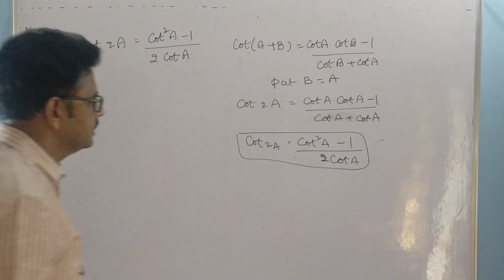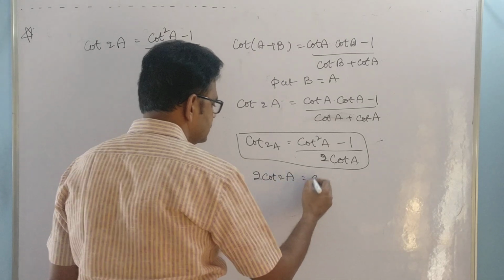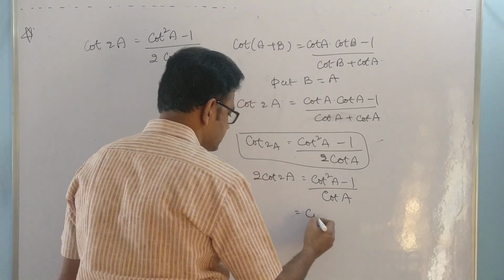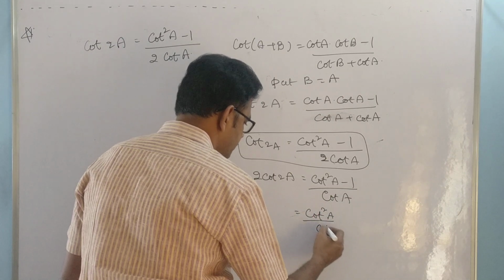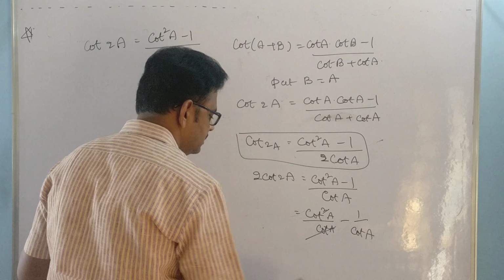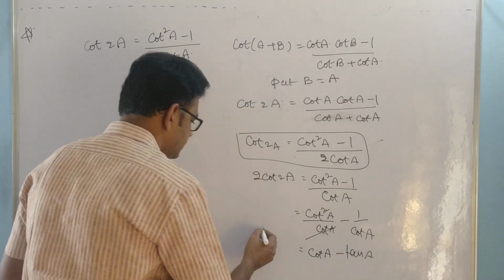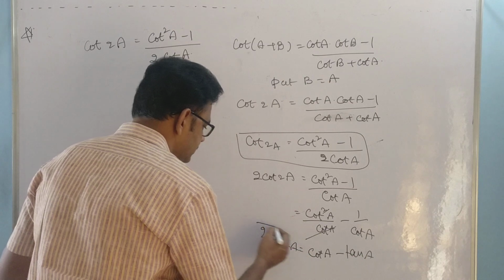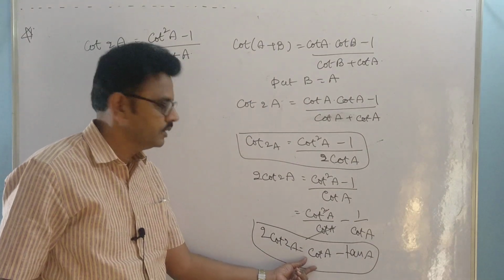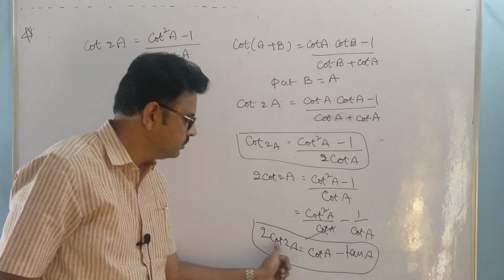Cot 2A can also be written as, this is one extension, by cross multiplication, 2 cot 2A is equal to cot square A minus 1 by cot A. This is cot square A by cot A minus 1 by cot A. One cot A cancels, so that is equal to cot A minus 1 by cot A, which is tan A. So 2 cot 2A is equal to cot A minus tan A. Sometimes you can use this result while solving problems. So cot A minus tan A equals 2 cot 2A.